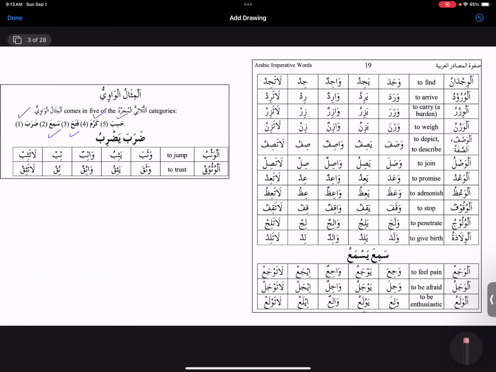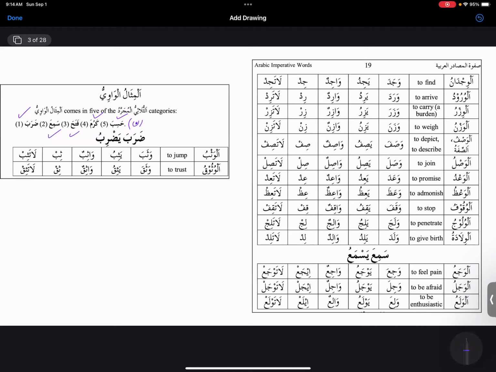Okay, now misal wawi, where are we going to find it mostly? It is bab daraba, bab sami'a, bab fataha, bab karuma, bab hasiba, and I even found it from bab nasara. It's not mentioned over here, right? But I see in the dictionary that bab nasara is there as well. So whatever we find in the books, nothing is 100%. So do not just go, okay, I read this in that book, so this is 100%. No, that is not the case.